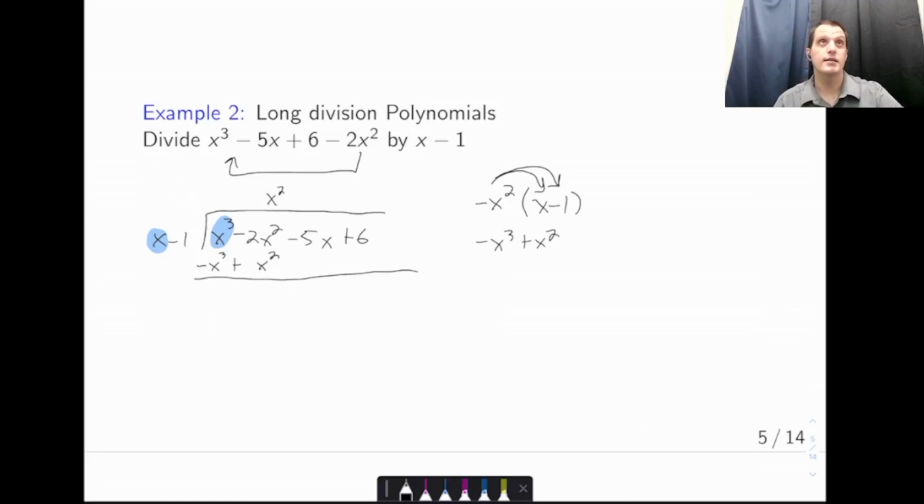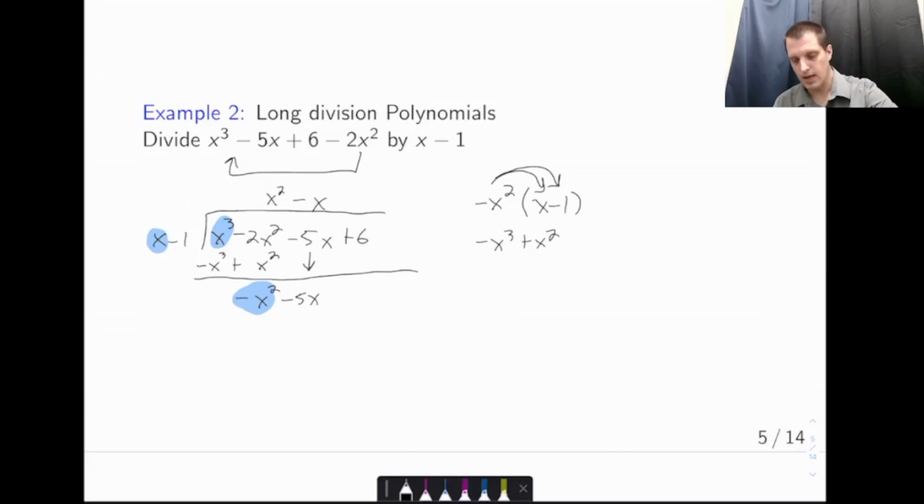So you can kind of see here how all of my x squareds are lining up. And even more so, because when we do this subtraction, we just get a negative x squared. We bring down our negative 5x, and we continue. How many times does x go into x squared? It goes in, this time, negative x times. Now you see all of our linear x's are lined up.